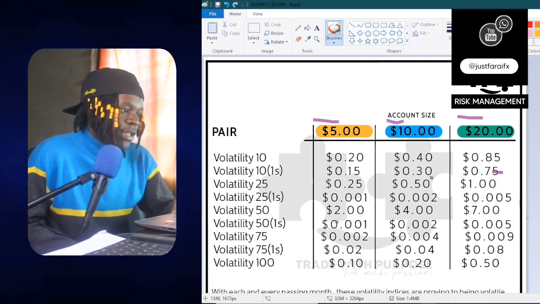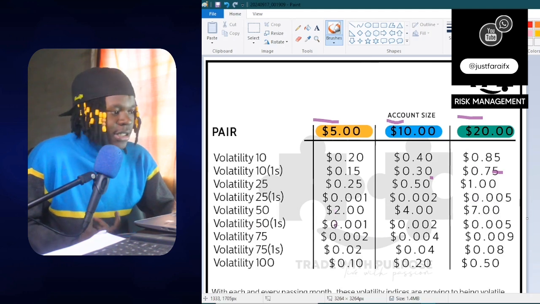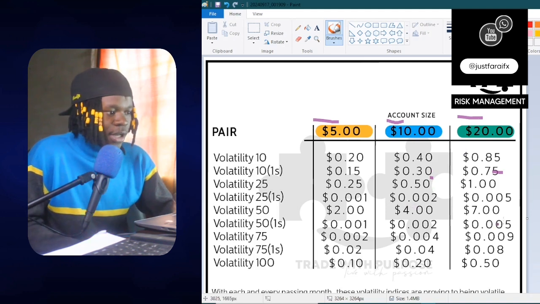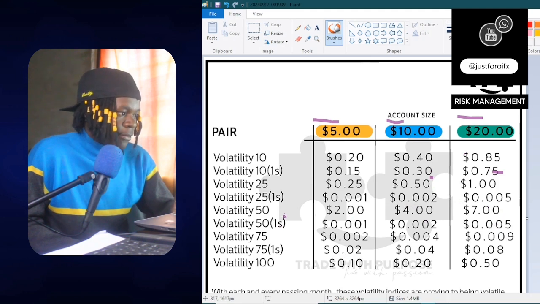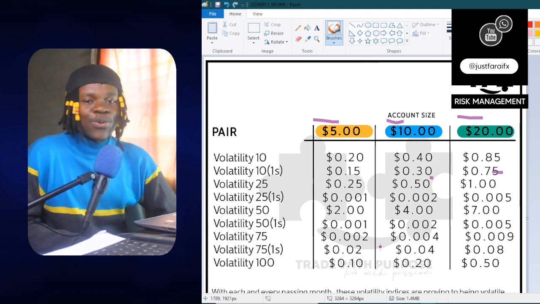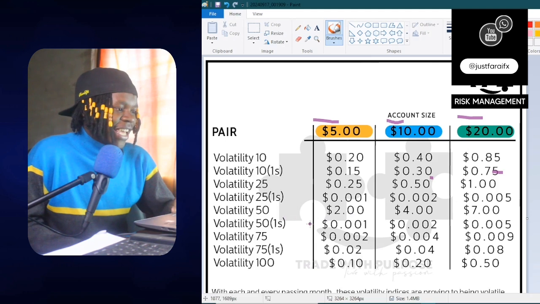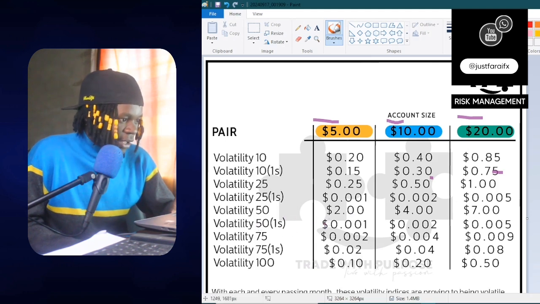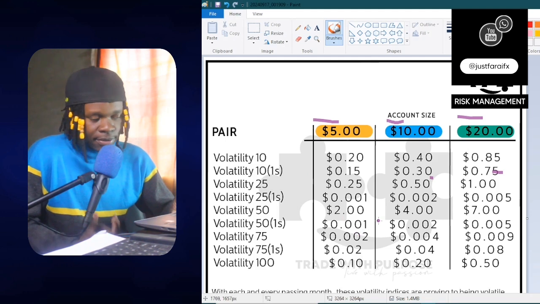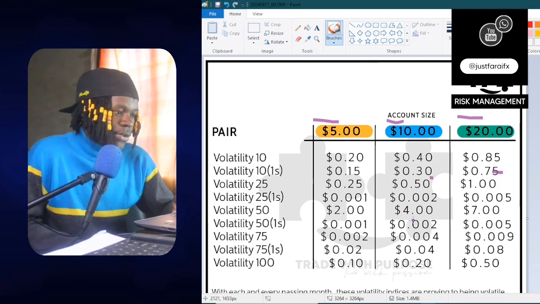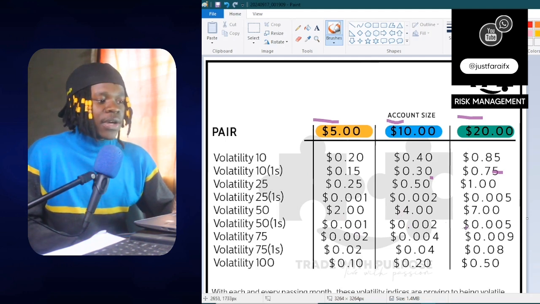Then on V50, the minimum here is $4, but on a $5 account I use $2 lots. Then on $10 I use $4 lots. Then on a $20 account I use $7 lots. This $7 lot moves wild, to be honest. Then this V50 1S is also one of those that moves like crazy. So on a $5 account I use 0.001, and by the way, the minimum is 0.005. And on a $10 account I use 0.002. Then on a $20 account I use 0.005, which is the minimum.